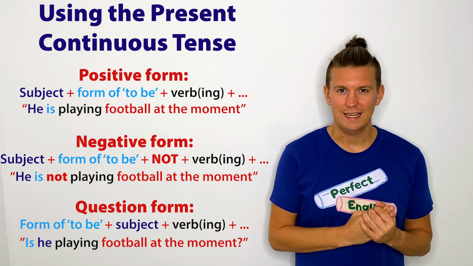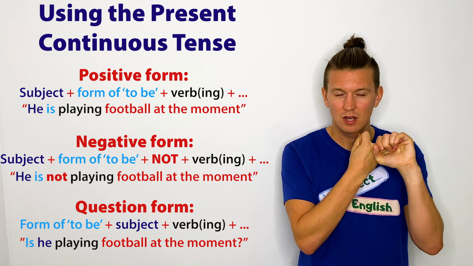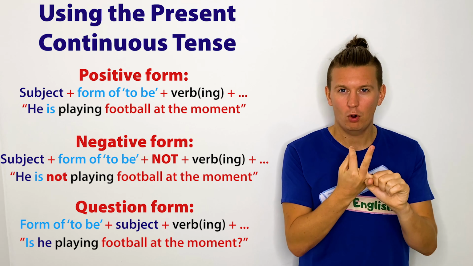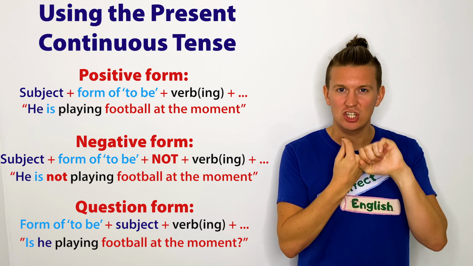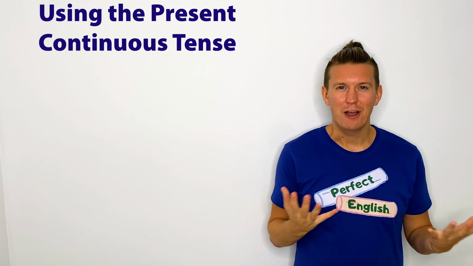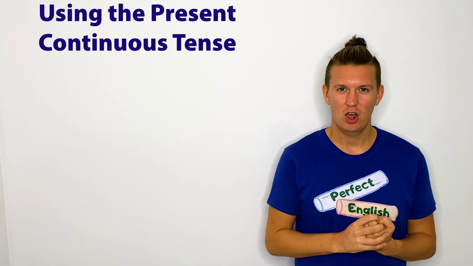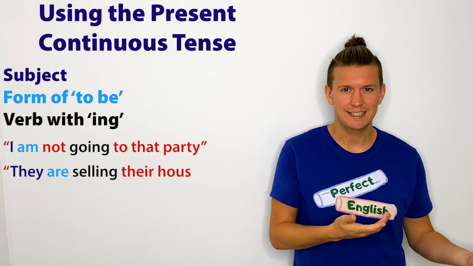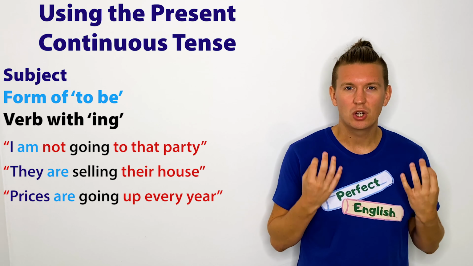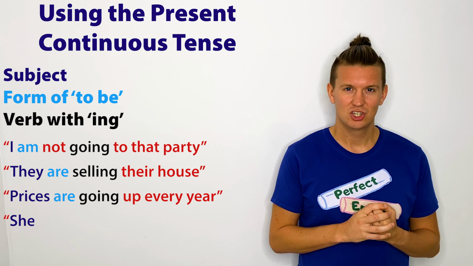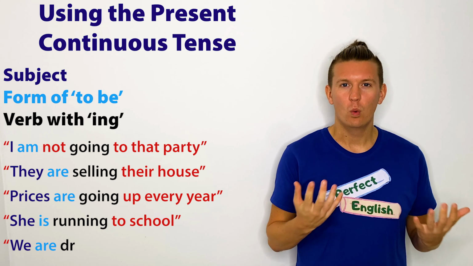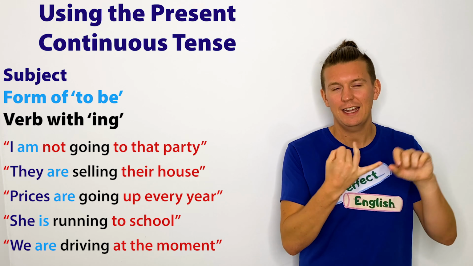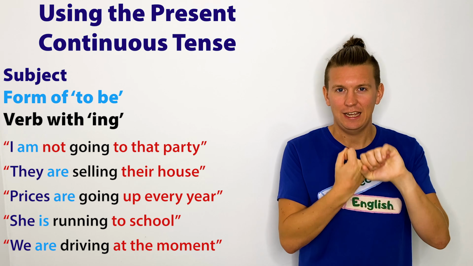So three different ways, positive, negative, and to ask a question, but they all have those three main parts. A subject, a form of to be, and then an ing verb, playing. A few more examples for you where you can see this tense working. I am not going to that party. They are selling their house. Prices are going up every year. She is running to school. We are driving at the moment. All of these examples, subject, to be, and ing verb.